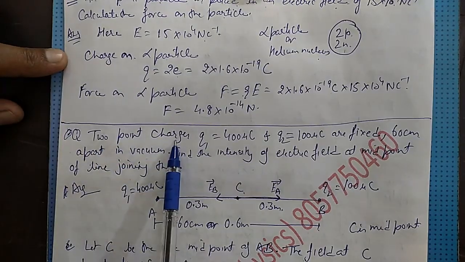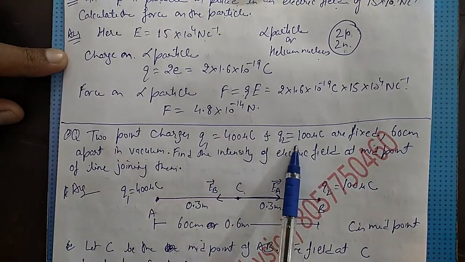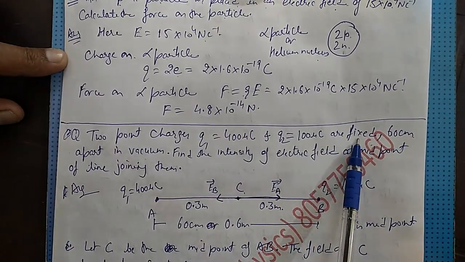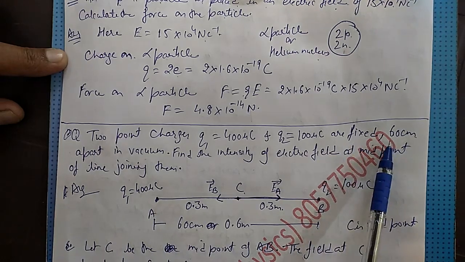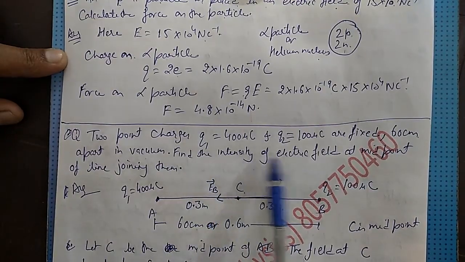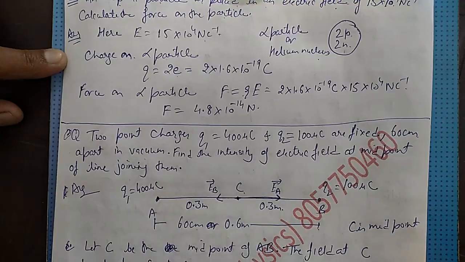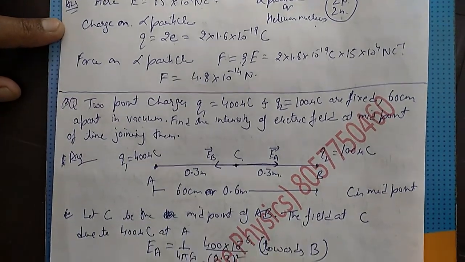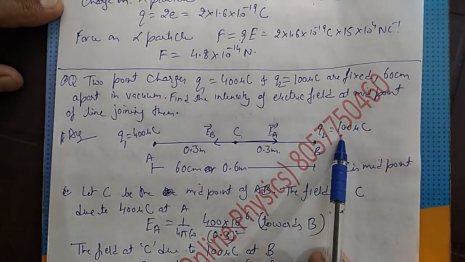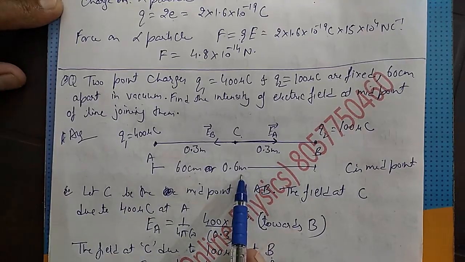Two point charges Q1 equal to 400 microcoulomb and Q2 equal to 100 microcoulomb are fixed 60 centimeter apart in vacuum. Find the intensity of electric field at the midpoint of the line joining them. Here we are provided with 2 charges, 400 microcoulomb and 100 microcoulomb, and they are separated by a distance of 60 centimeter or 0.6 meter.